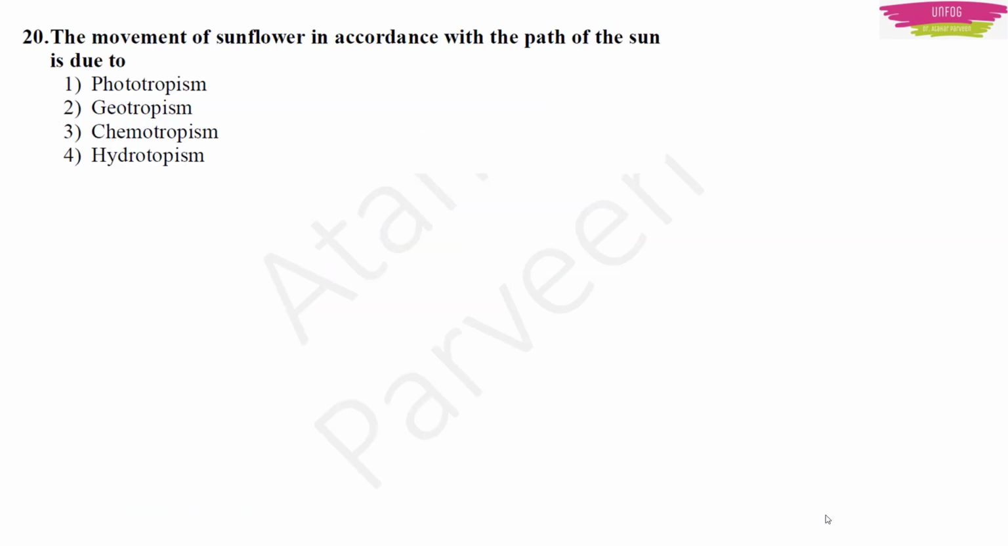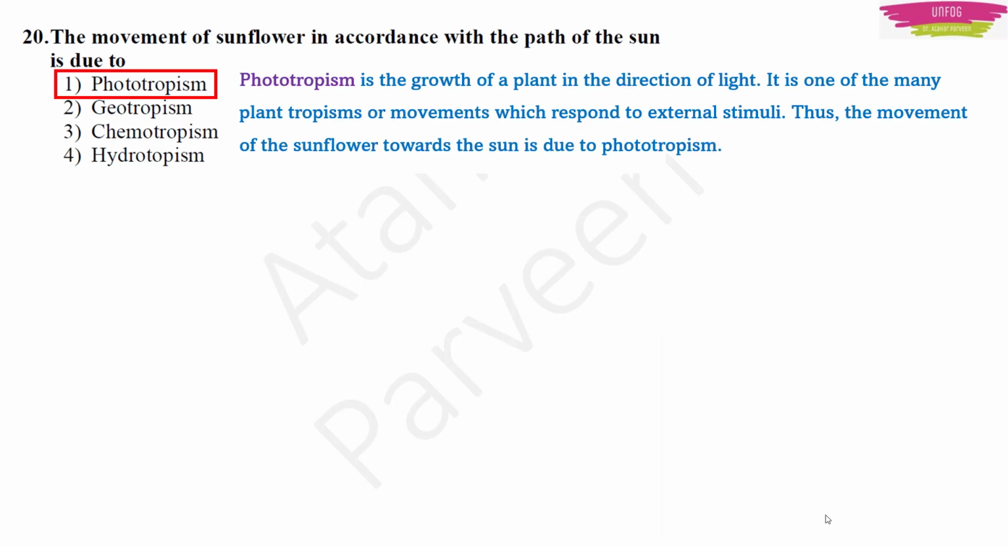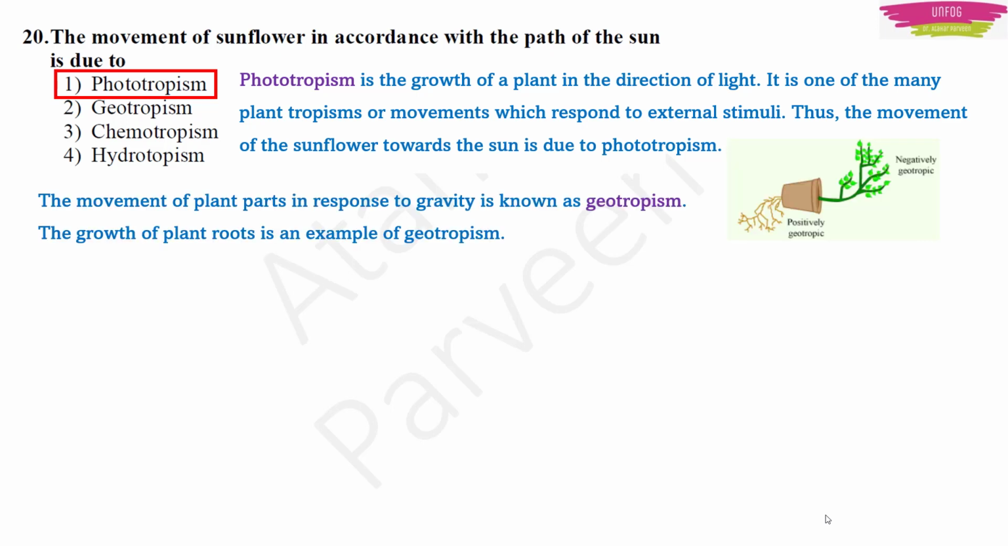Next question. The movement of sunflower in accordance with the path of the sun is due to. You know that the sunflower is always facing towards the sun, right? This is happening because of phototropism. Tropism means it is a manner in which the plants grow. In phototropism, the plant will grow towards the direction of the light. That's why wherever the sun is there, it will turn towards the sun. Then next comes geotropism.